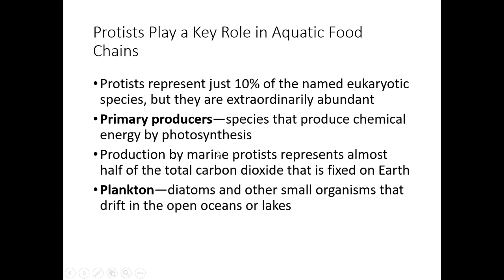Production by marine protists, so that means how much of the sunlight they take in is turned into glucose, represents half the total carbon dioxide that's fixed on Earth. Okay, so carbon dioxide in the atmosphere builds up, it's toxic. So these marine protists take in that carbon dioxide, almost half of it, and turn it into aquatic oxygen that's then used by fish. So really, really important that we have these protists that are doing this photosynthesis and are primary producers. Okay. Plankton, diatoms, and other small organisms that drift in open oceans or lakes are going to be critical in the aquatic food chain.